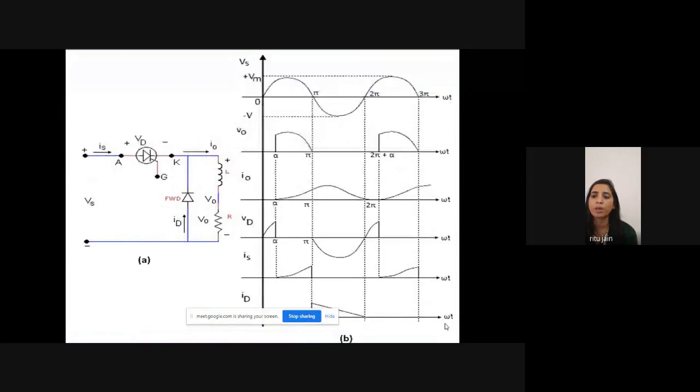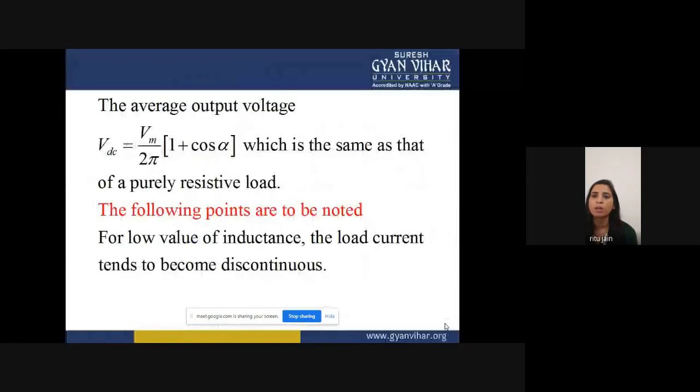So we have already analyzed these waveforms with RL load. The average output voltage we have already derived in the previous lecture. That equation was VDC is equal to Vm upon 2 pi times (1 plus cos alpha), which is the same as that of purely resistive load. So the following points are to be noted.